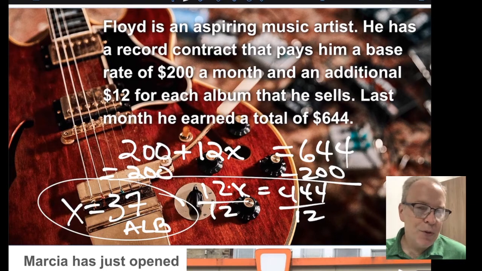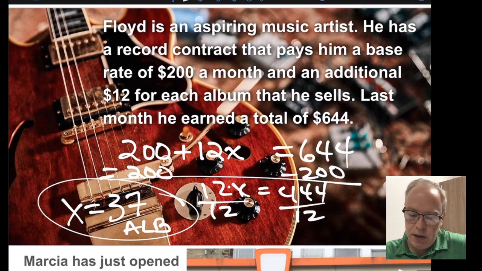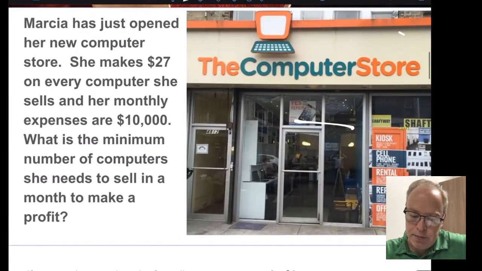There's probably other ways to solve this problem, but I wanted to show you how to do it with an actual algebra equation. Let's go to the next page here.